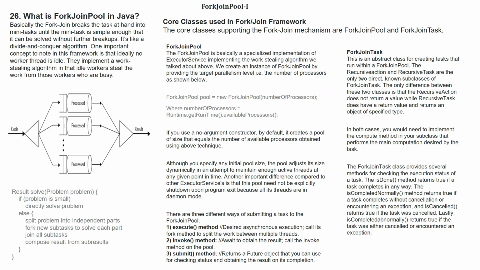The ForkJoinPool is basically a specialized implementation of ExecutorService implementing the work stealing algorithm we talked about above. We create an instance of ForkJoinPool by providing the target parallelism level, i.e. the number of processors, as shown below. If you use a no-argument constructor, by default, it creates a pool of size that equals the number of available processors obtained using the above technique.